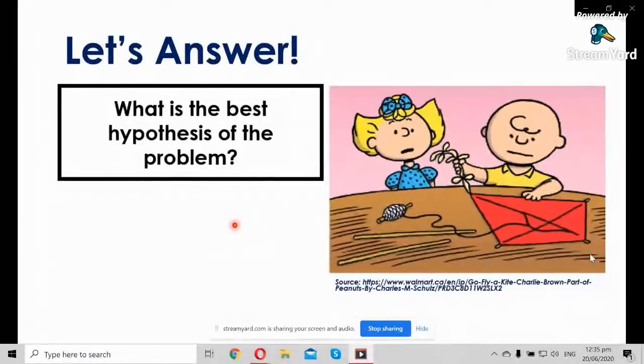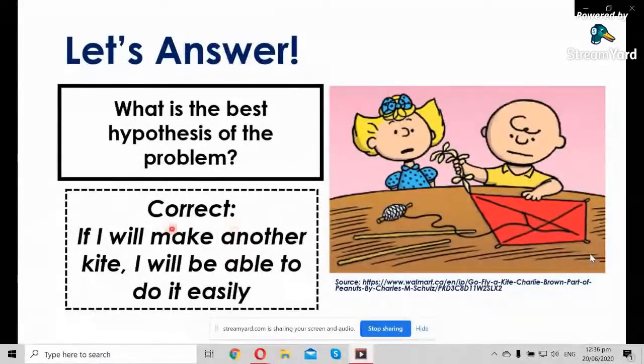All right, time is up. Now the correct answer is... ta-da! If I will make another kite, I will be able to do it easily. This is interesting. It's getting even better. Do you have the correct answer? Great! If not, it's all right. You can try and try. Anyway, that is how scientific method is happening. You have to try, try, and try. Let's move to the next slide.